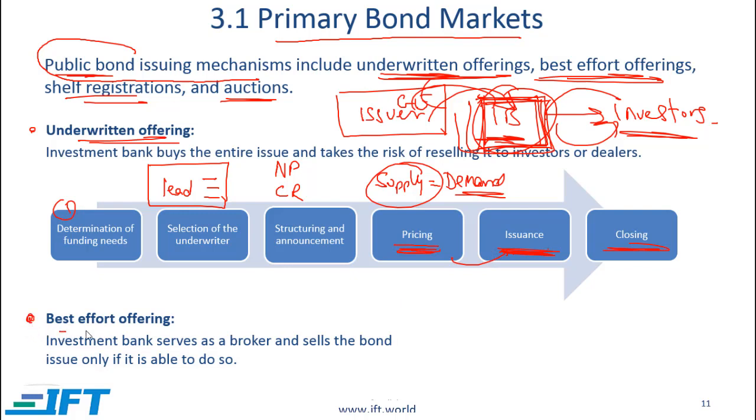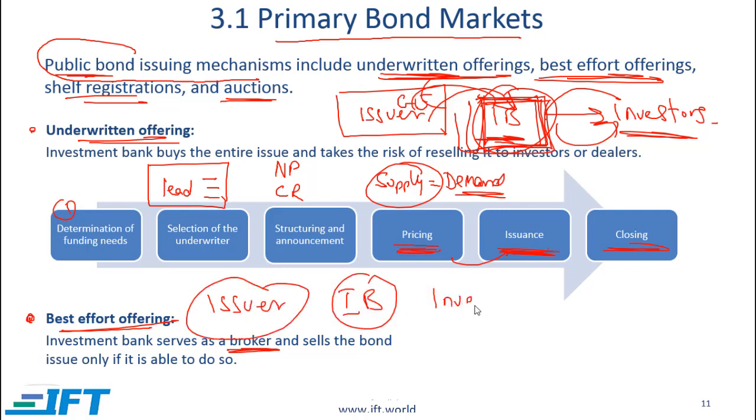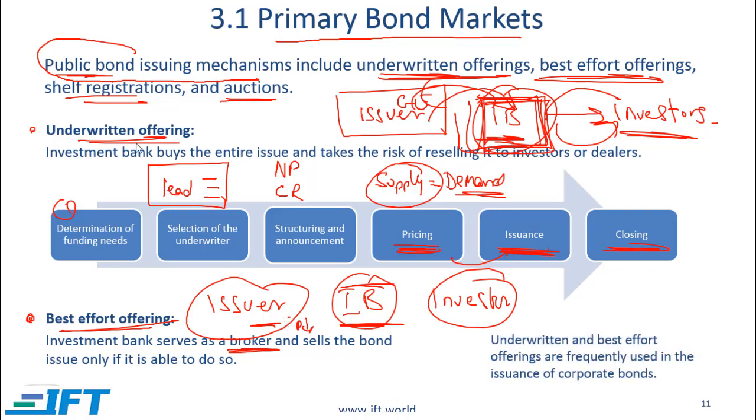Another mechanism is a best effort offering. Here, the investment bank simply serves as a broker and sells the bond issue only if it is able to do so. Again, we have the issuer, the investment bank, and investors, but the risk here is with the issuer, because all the investment bank is saying is that it will help the issuer find the investors. If the investors are not that interested, then obviously the price is going to be low and the issuer will not be able to raise enough funds. As a general remark, these two methods, underwritten and best effort offerings, are frequently used in the issuance of corporate bonds.